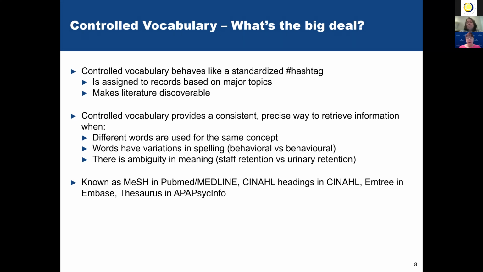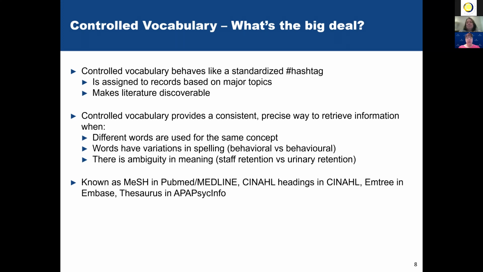It helps when there's ambiguity in meaning. Retention. I love getting retention searches. Are we talking staff retention, urinary retention, psychological retention? So that word retention, it's got a lot of different meanings. It helps for the variations in spellings, the OR versus OUR, the American English versus British English.